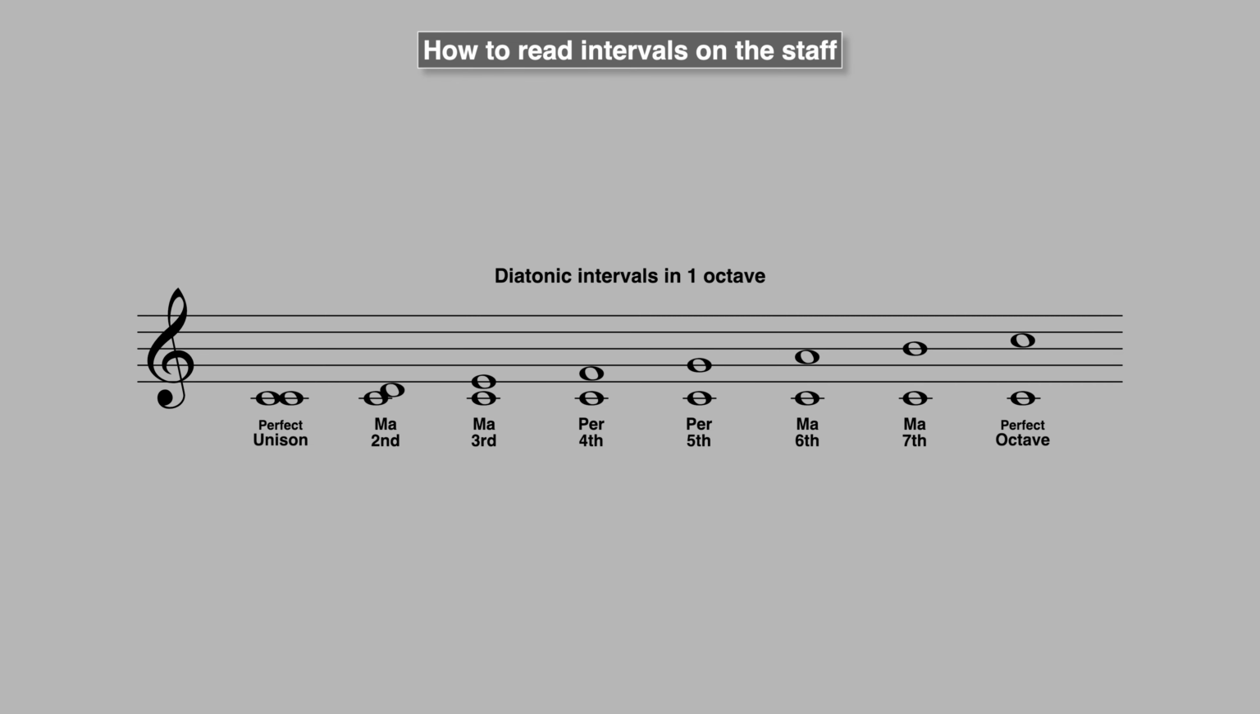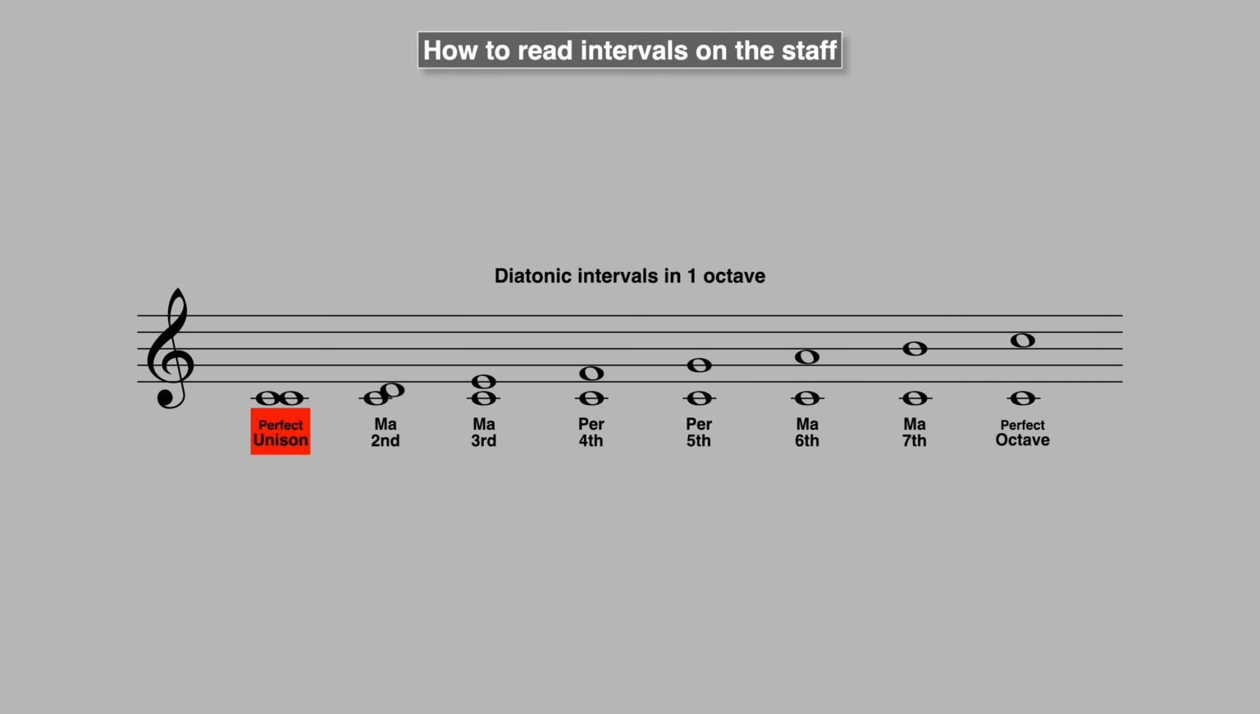That is, either minor, augmented, or diminished. So here are the diatonic intervals in one octave up from middle C. Remember that these intervals will be the same in any major scale. To find the interval number, count the number of lines and spaces between the notes, including the line or space the first note is on.